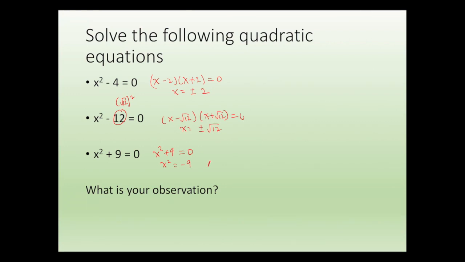Now, what about the last one? x squared plus 9 equals 0. x squared equals minus 9, and there are no solutions. At this stage, you're talking about no real number solution. All right? So, what are your observations?